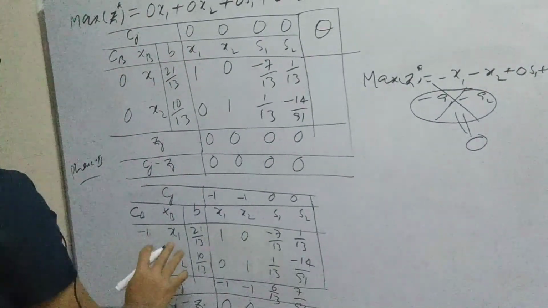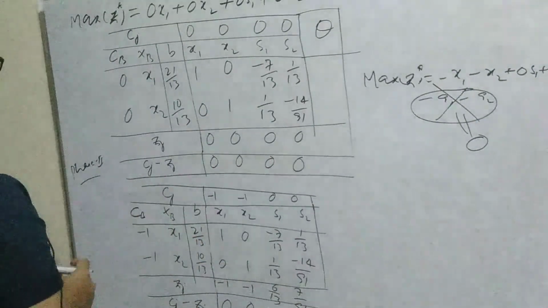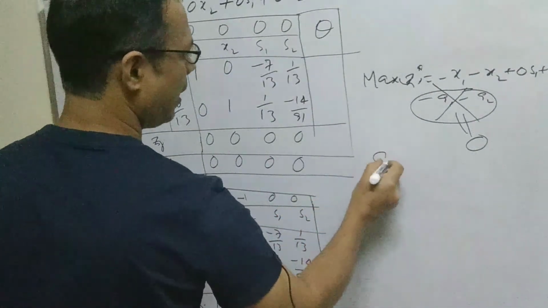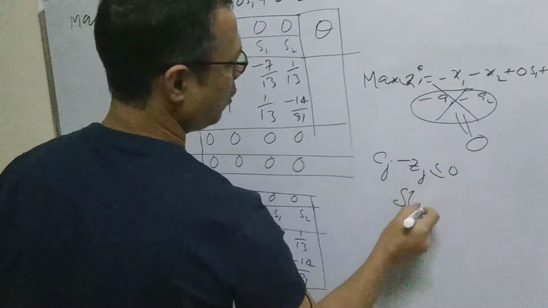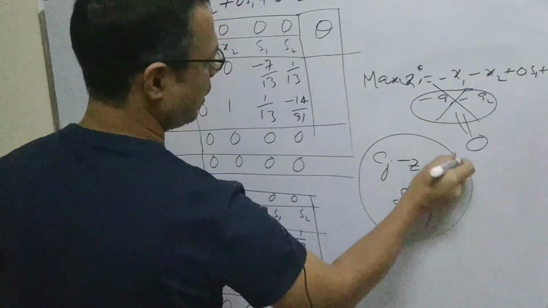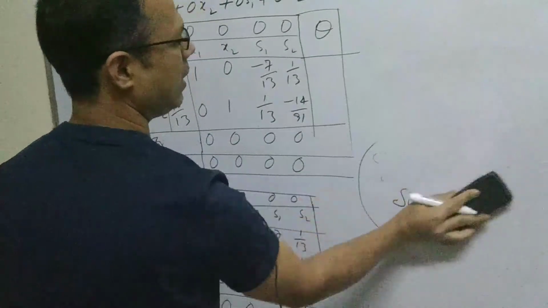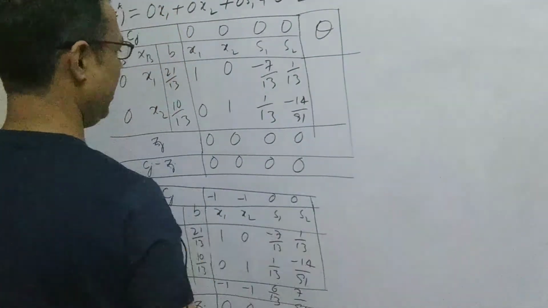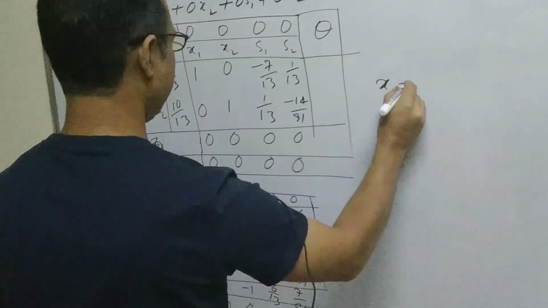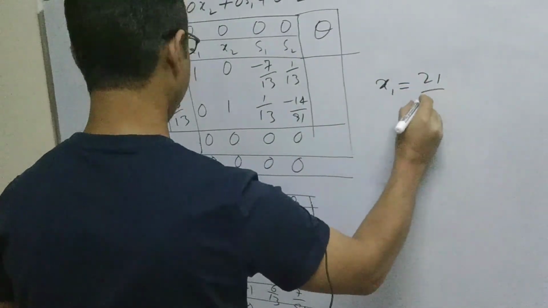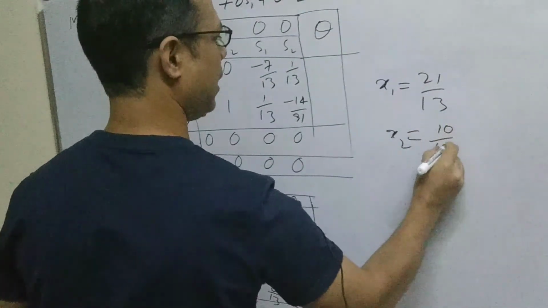So now, because the Cj minus Zj condition is satisfied, we need to stop here. Once the Cj minus Zj condition is satisfied, then we need to stop the procedure of moving to the next table. So now I am going to stop the procedure, and what is the solution here? We can see simply in front of x1 the value is 21 by 13, and in front of x2 the value is 10 by 13.